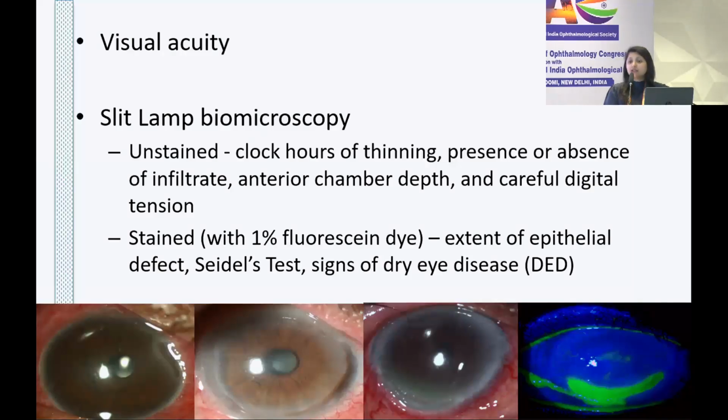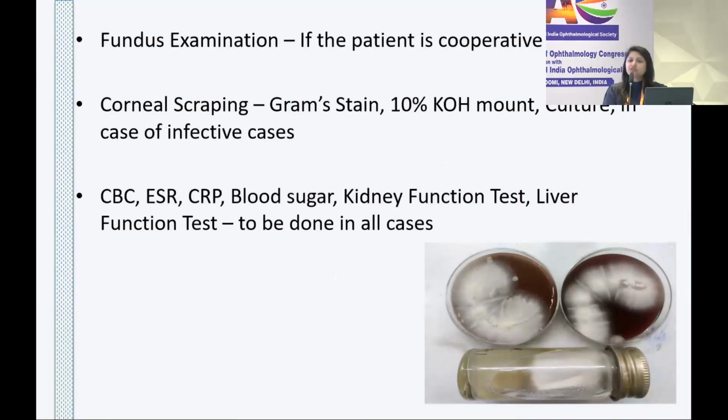Look at the anterior chamber depth, because if there is a small perforation also, the AC may be shallow to flat, and a careful digital tension to assess if the eye is soft. Then when we stain the patient with fluorescein dye, we see whether the area of the guttering or the thinning is epithelialized or not, because if it's epithelialized, then we may not want to surgically intervene unless it is for optical reasons. We do a Seidel's test to look for any perforation, and because autoimmune diseases like RA do have a dryness component, we look for the extent of the dryness as well. If the patient is cooperative, we can assess the fundus. If a scraping is needed, we send the whole thing like a gram stain, KOH, culture.